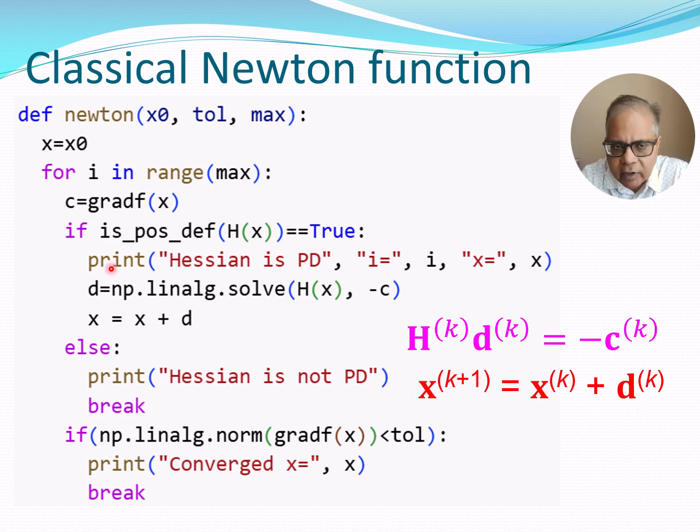Now in case the H matrix is not positive definite, then I simply print that H is not positive definite and I break out of the for loop. And finally I have this statement that if the norm of the gradient vector is less than the small number tolerance, remember I put tolerance to 0.00001, then I print converged X, I print X and I break out of this loop here.